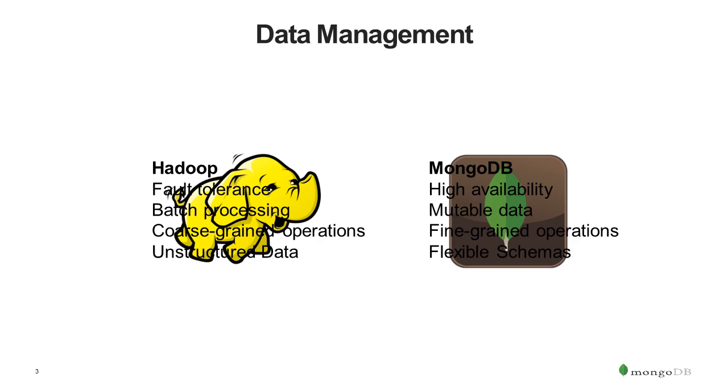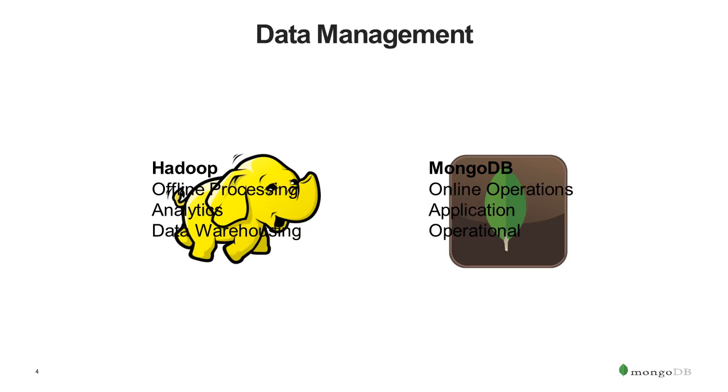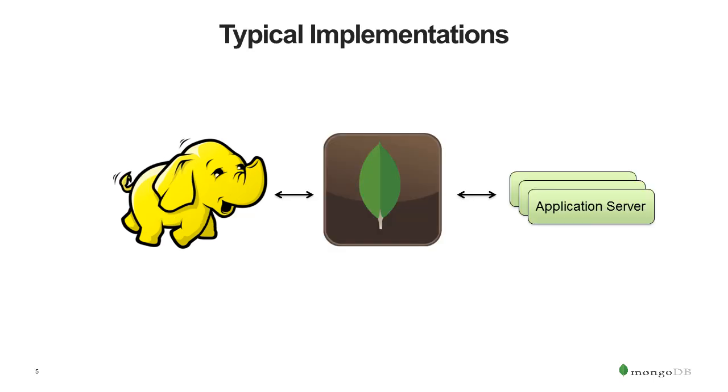Okay, so some other things about MongoDB and Hadoop. The kind of workloads that we're going to be doing here are, again, offline processing, analytics, and data warehousing, whereas MongoDB is going to be something that interfaces with your application. It can be an application-based database, an operational database. The kind of architecture that we're going to use to link these systems together is demonstrated in this slide.